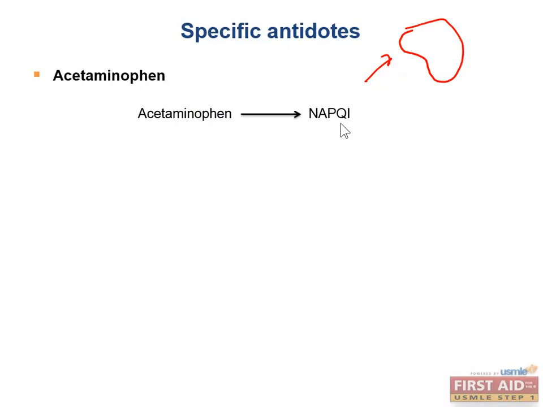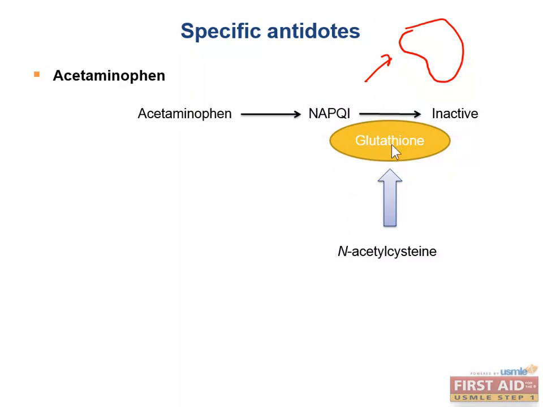Now, this NAPQI can be further conjugated to glutathione to form an inactive byproduct. But in cases of acetaminophen overdose, this glutathione is going to be depleted. N-acetylcysteine comes in and is the superhero in this case. It is a metabolic precursor for glutathione, and therefore it can be administered to restore glutathione levels and then prevent this NAPQI hepatotoxicity.